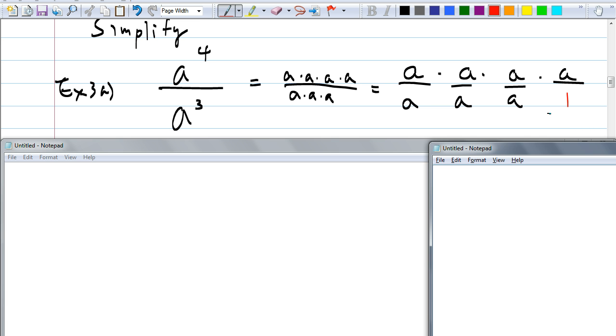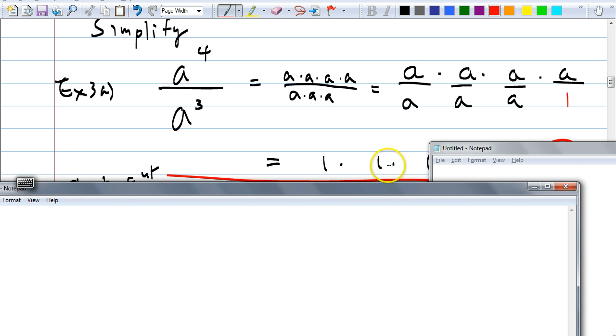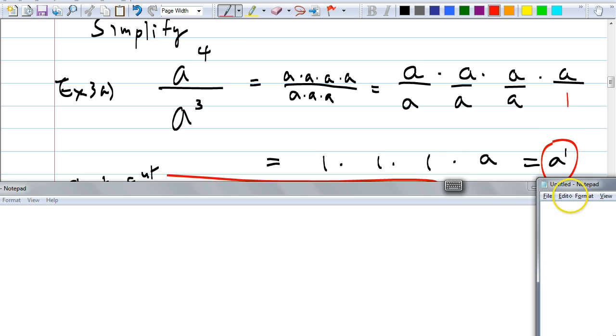Does that make sense? Do you see why I showed you that fact? You could separate them and rewrite them as a product of fractions. So what's a over a, by the way? 1. So what's the answer? A. Because you just simply get 1 times 1 times 1 times a, which is a.